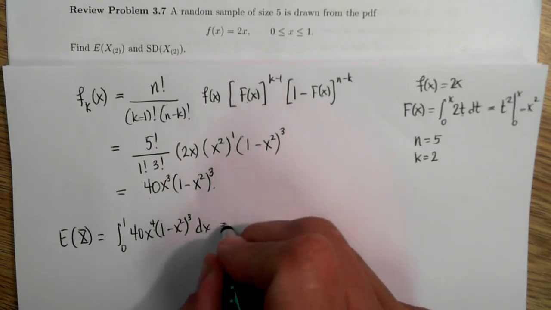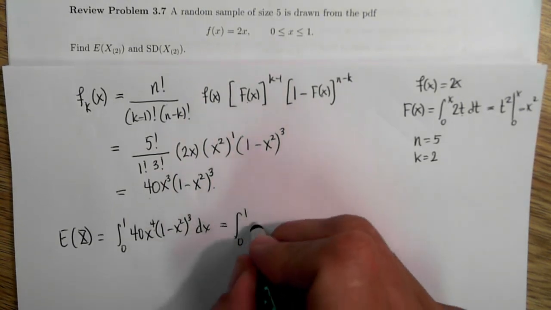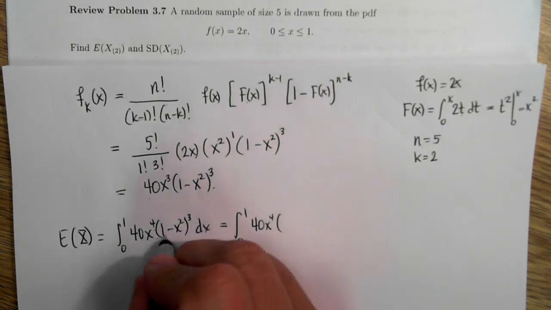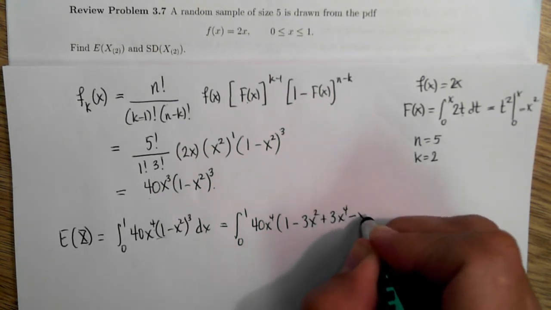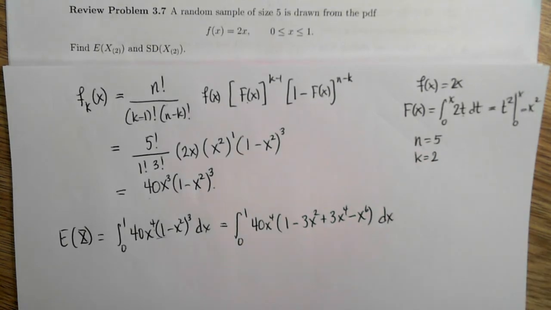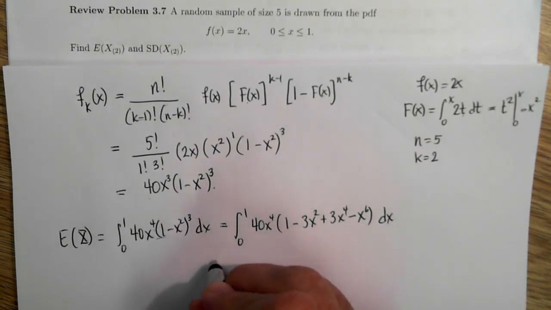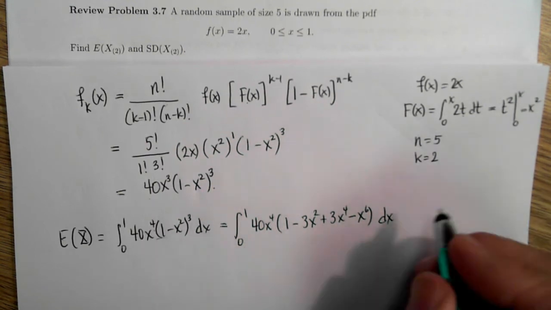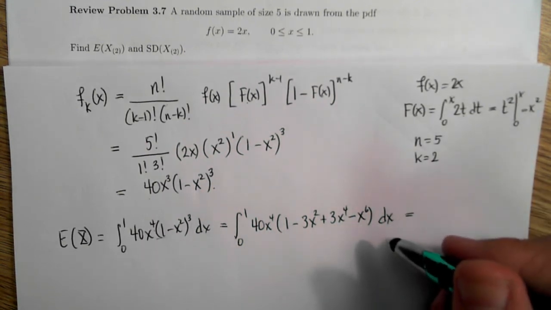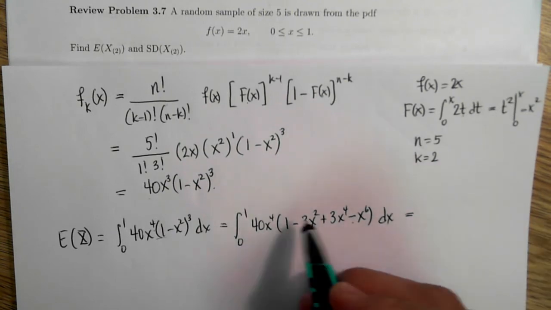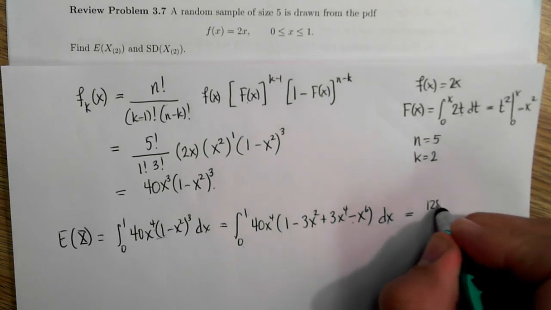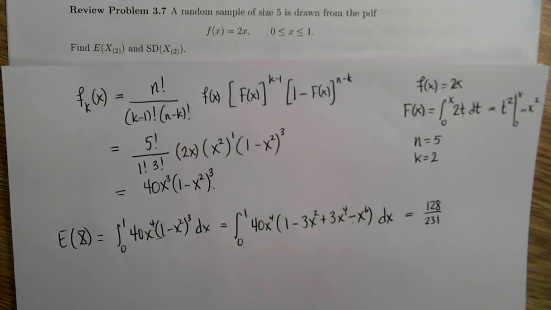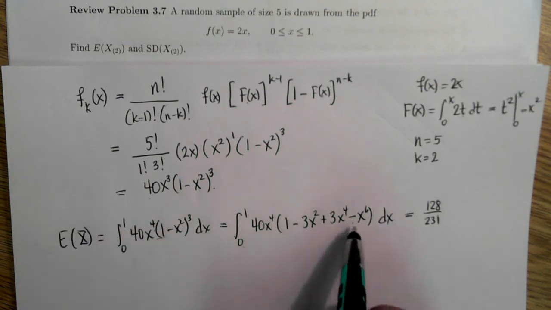Now again, there's no shortcut here. This one, we just simply have to multiply out and see what we get. So 40x to the fourth, cubing this, we get 1 minus 3x squared plus 3x to the fourth minus x to the sixth dx. And so that is equal to, well, just multiply it out. I don't think there's a whole lot of instruction here going through the calculus. You multiply it out, you integrate, plug in 1 and 0, and subtract. And when you come out the other end, my calculation says you get 128 over 231.